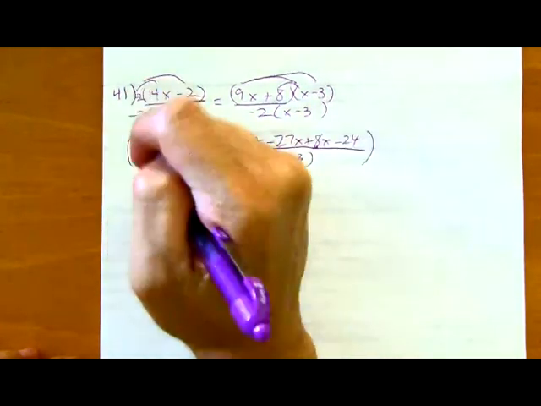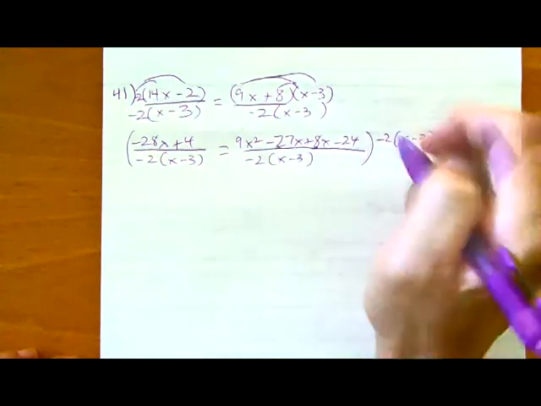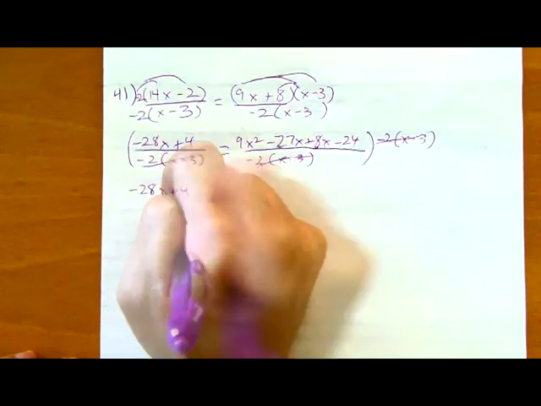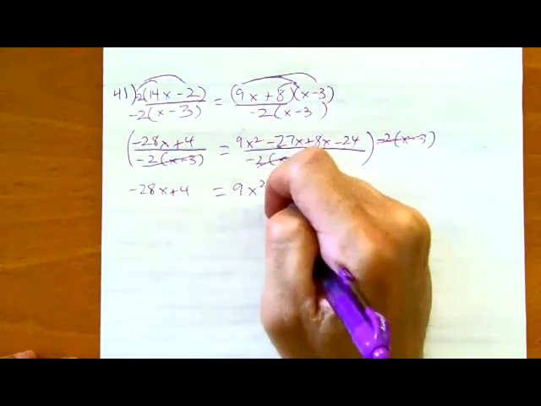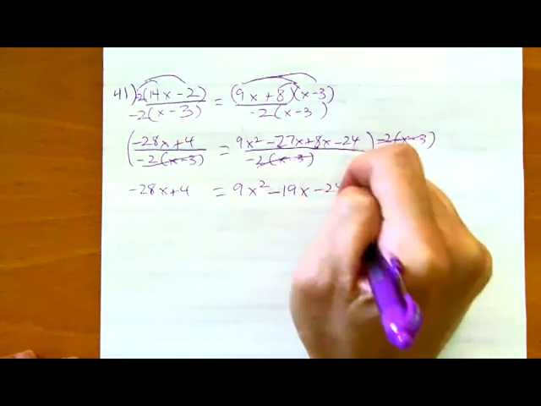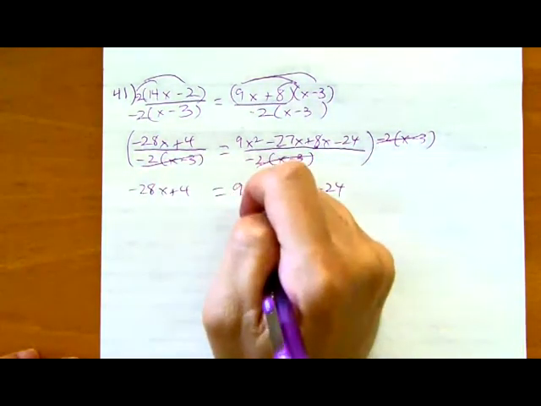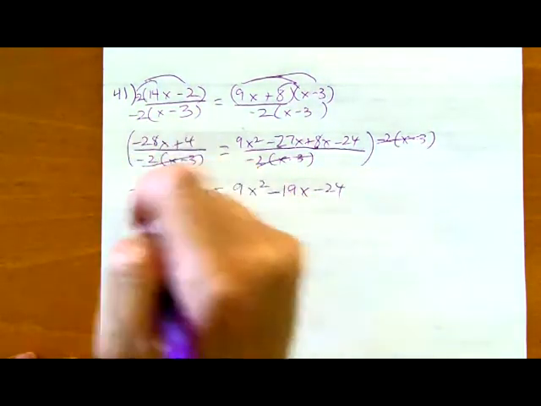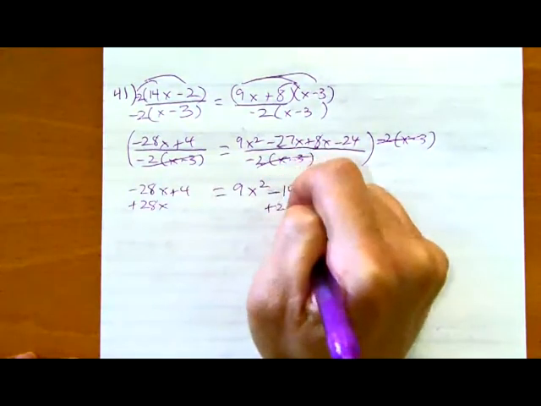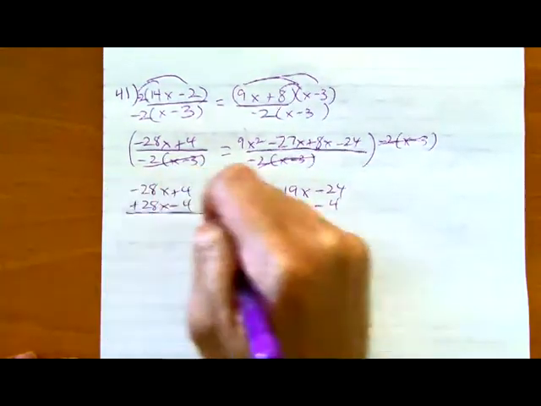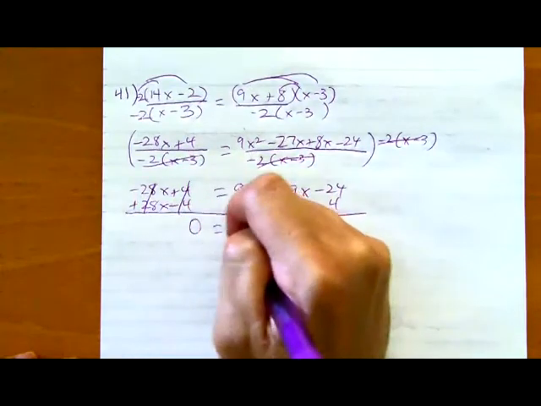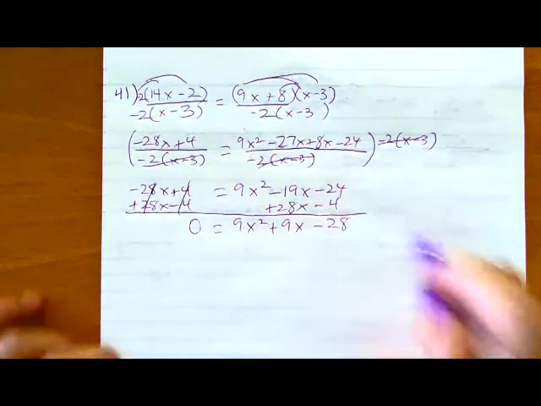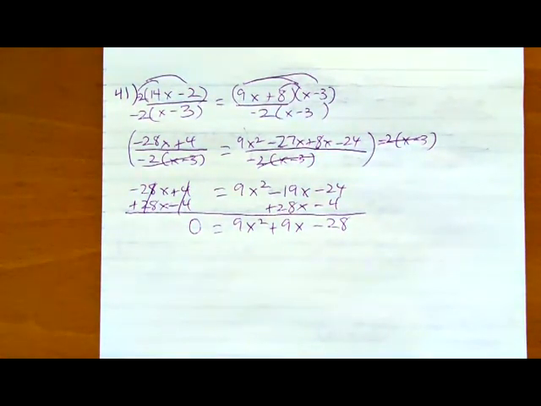Okay, I'm going to multiply both sides by negative 2 times x minus 3. That'll cancel all the denominators. 28x plus 4 equals 9x squared minus 19x minus 24. Since there's an x squared term, we are going to get it in standard form, get a 0 on one side. So that cancels as 0. 9x squared plus 9x minus 28. Okay, still ugly, still have nothing in common.